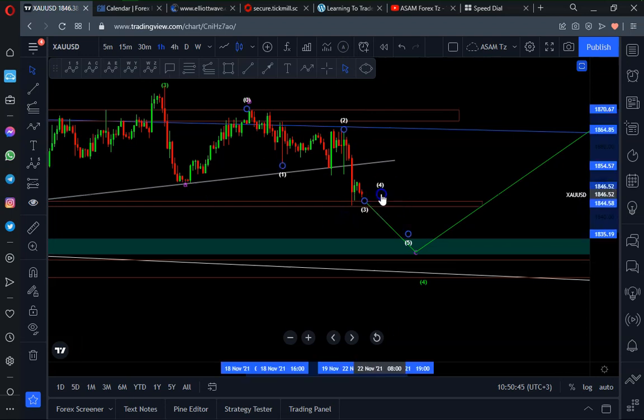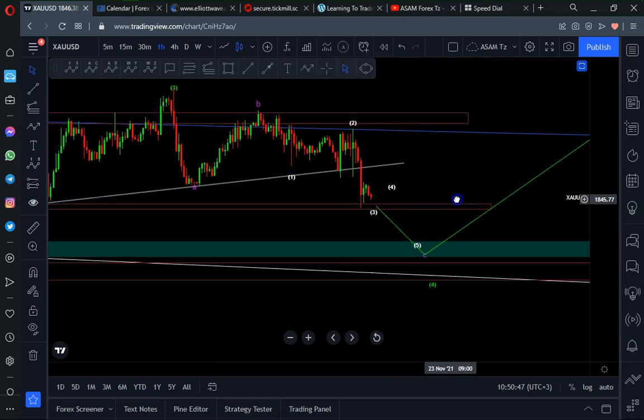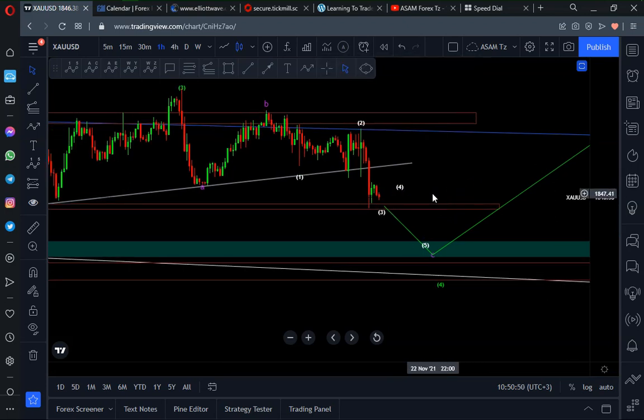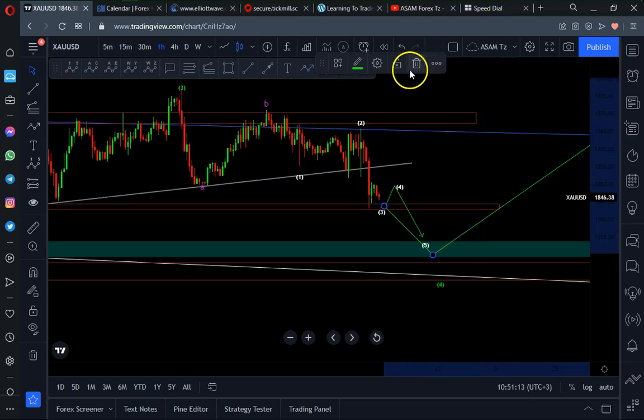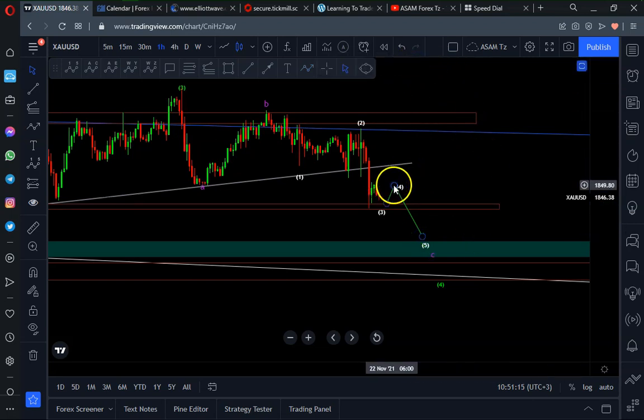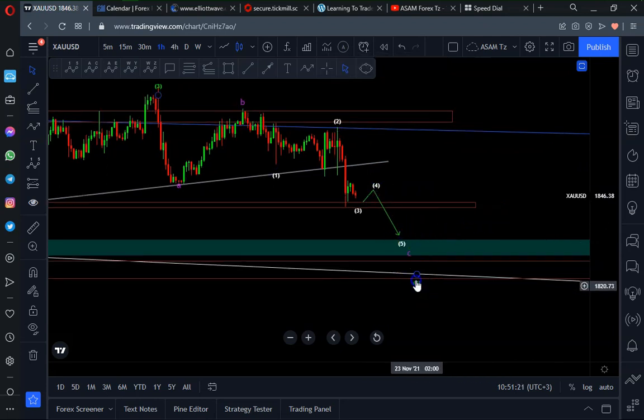It may take any form, and mainly corrections in the fourth wave are sideways. If it is sideways, it may not move that deep, maybe up to this level, retesting this. Anything can happen. Maybe it may move deeper to retest this, but it is very rare. We expect it may spine to this level, hitting this level, then keep on moving to the downside to complete the fifth wave down.